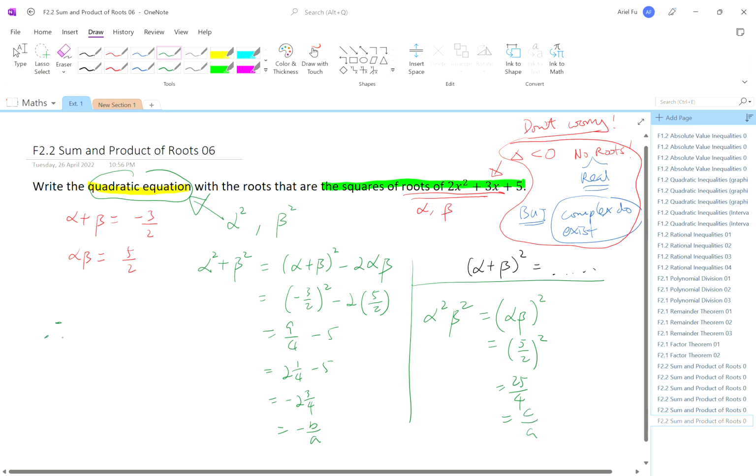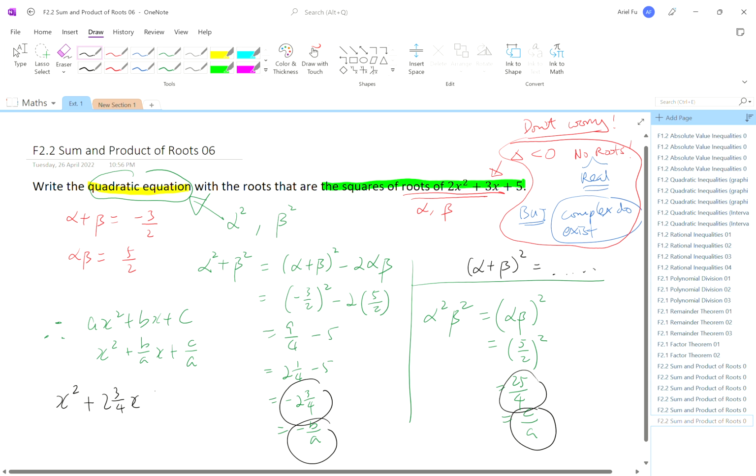So from here, what is the quadratic I'm looking for? Remember the quadratic is ax squared plus bx plus c. Some of you might not need this step, and you can go directly into the final step. If negative b on a is this, that means b on a is the negative of it, so the equation must be x squared plus 2 3/4 of x, and c on a is right here, plus 25 over 4. That is the quadratic with the roots that are the squares of the roots of this quadratic.